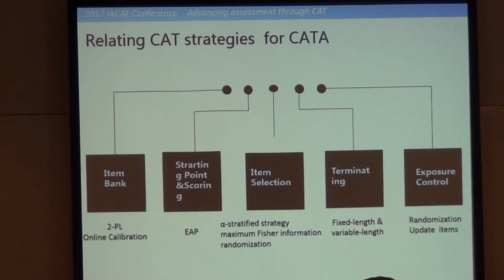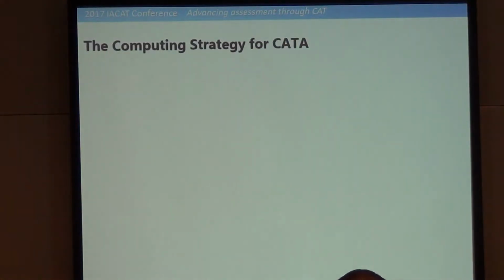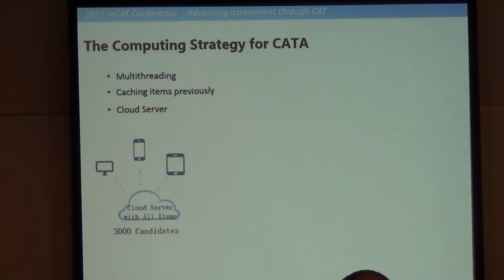For the CAT strategies, this is the picture. And then we have to make it a web-based CAT. So we began to expand its computing performance. Firstly, we hired a cloud. We deploy the test in the cloud, so it is a web-based cloud.